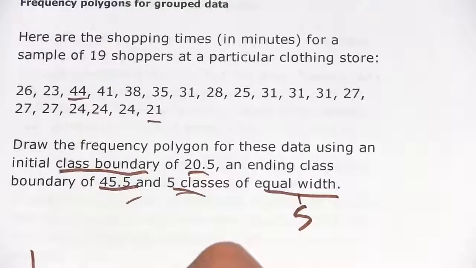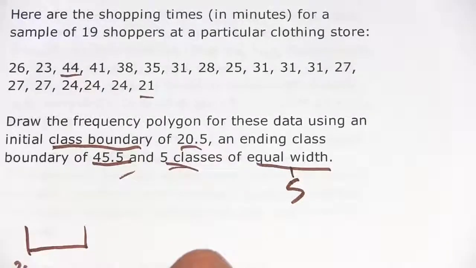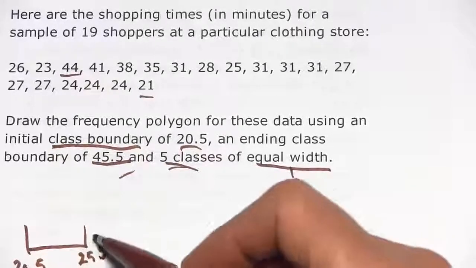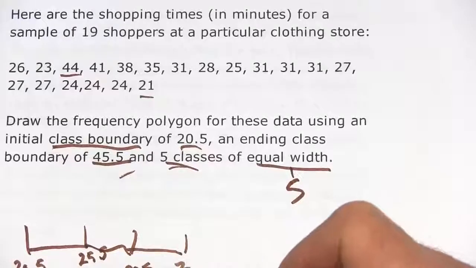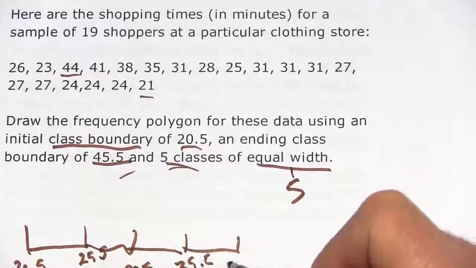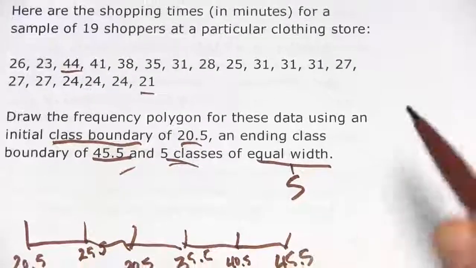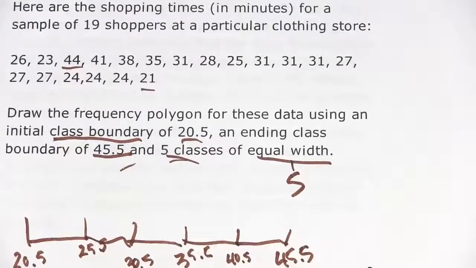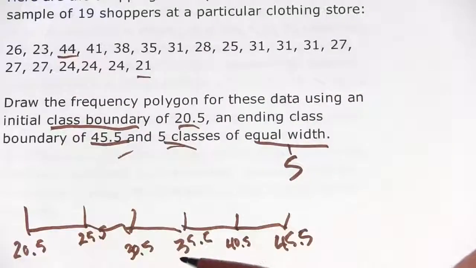And this is how that's going to go. You're going to have your first group of data points going from 20.5 up to 25.5. That's a width of 5. And your next group going up to 30.5. And your next group going up to 35.5. And then 40.5. And finally 45.5. So we have 5 classes, 5 groups with a width of 5 and the right starting and ending points. So now we just have to figure out how to distribute the data points into these classes.